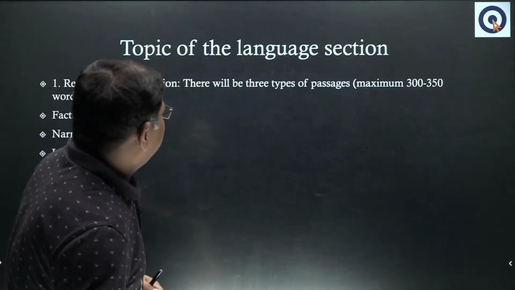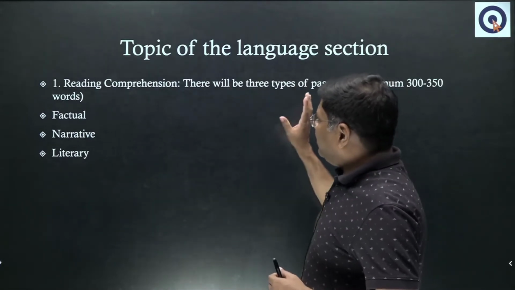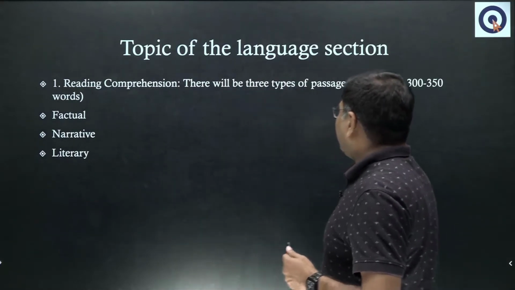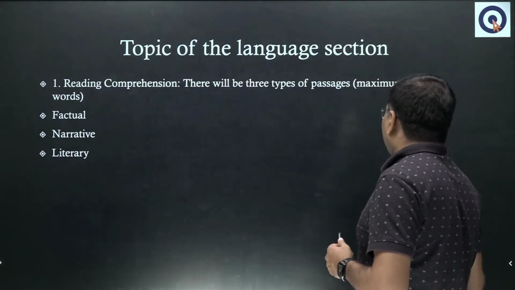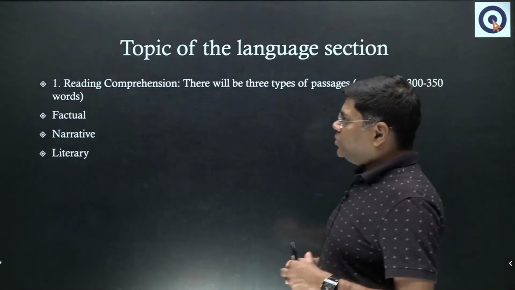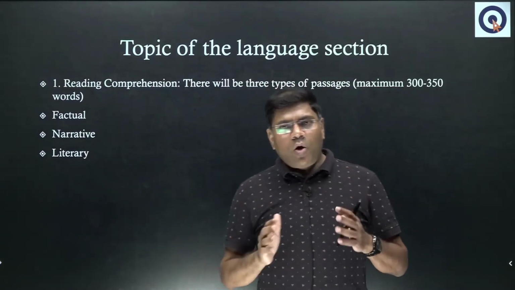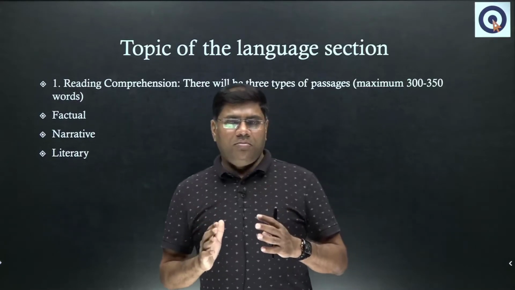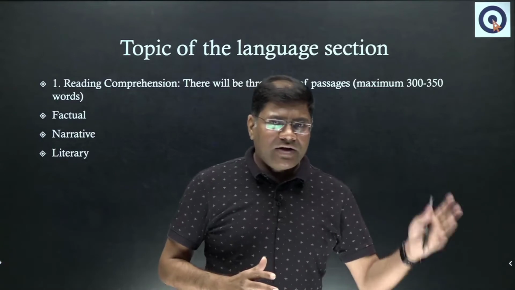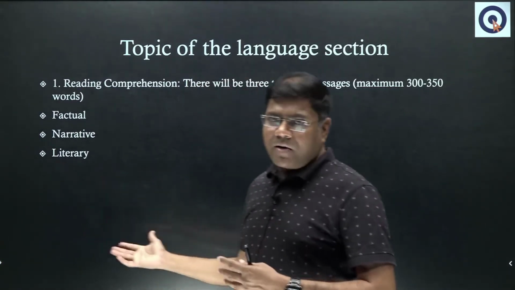As per the prescription of CUET body, we have the first topic, that is reading comprehension. Now, reading comprehension says that there will be three types of passages and it would be of maximum 300 to 350 words. And within that, we have three different categories. Now, I must tell you that reading comprehension is one of the most important parts of any aptitude exam. In fact, right from your 9th and 10th, you must have done reading comprehension in some way or the other. So this will definitely be a part of your exam.